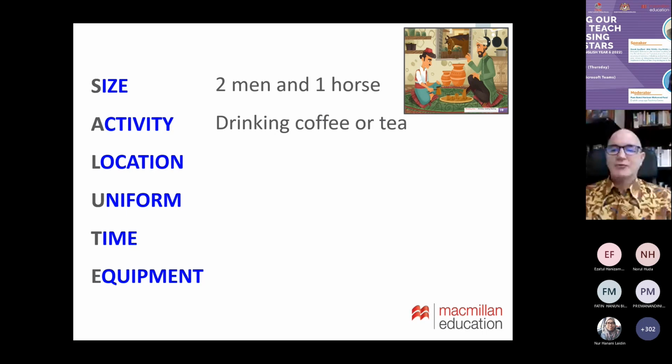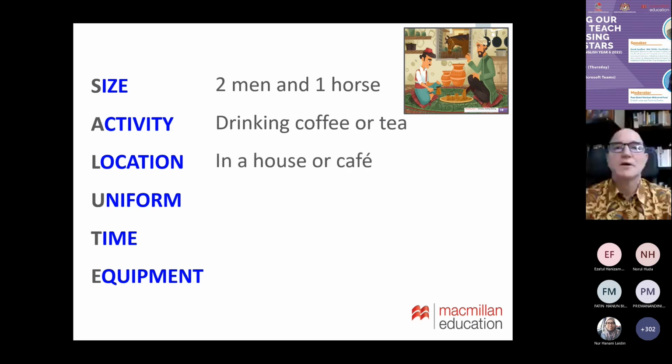They're in a small house. Good. We've got an adjective to describe the house. Small. Within the house, we've got a kitchen. We've got a living room. So you can see how this acronym is building up a much deeper understanding of what's going on in the picture. So I've got in a house or a cafe.